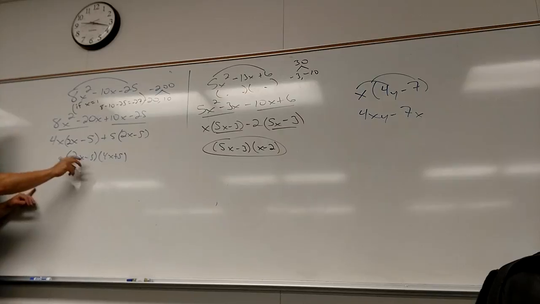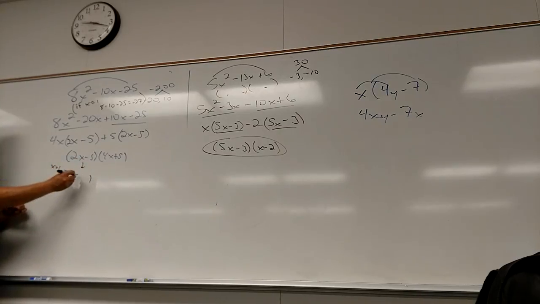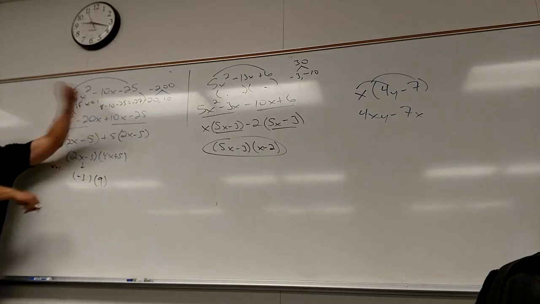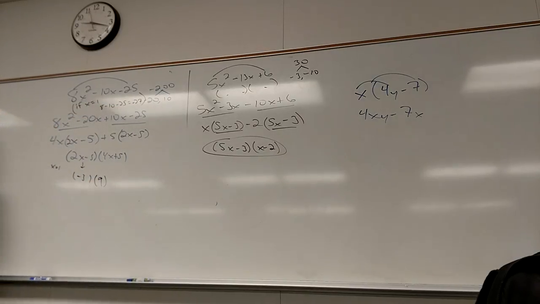And if x is 1, what is this? If x is 1, this is negative 2 minus 5, negative 3. 4 plus 5, 9. Is that a way to factor that? 3. Yeah. Yes. That's one quick little way to check if you have time.